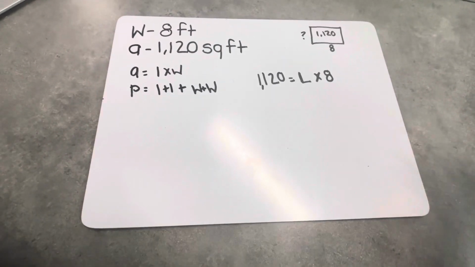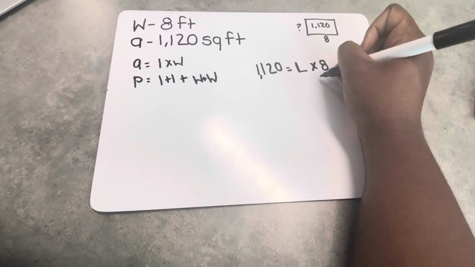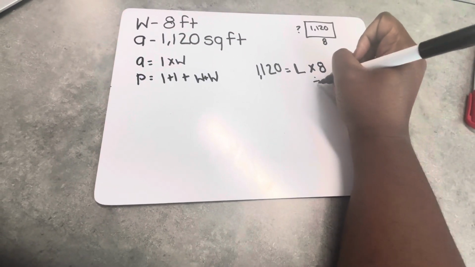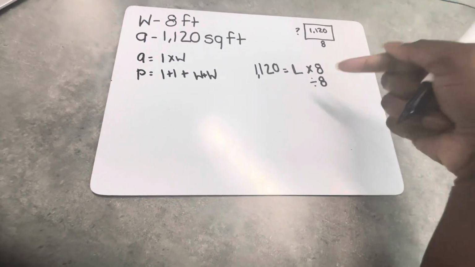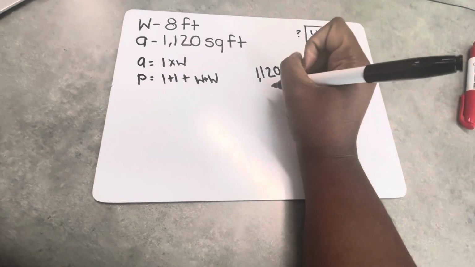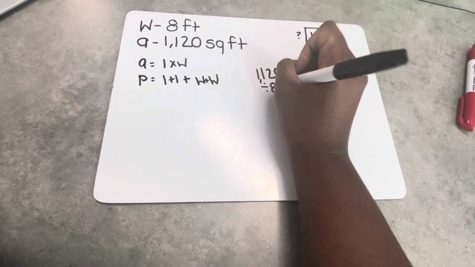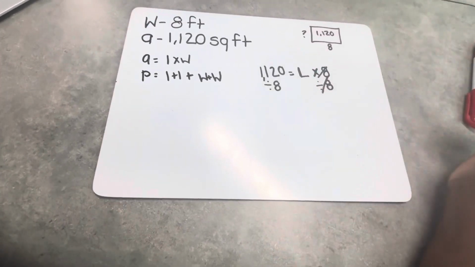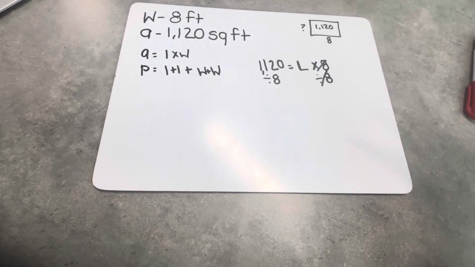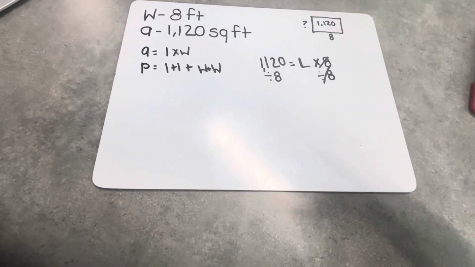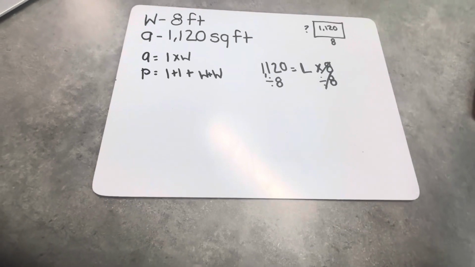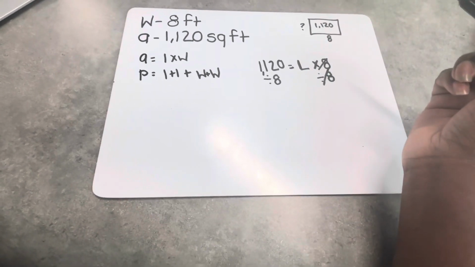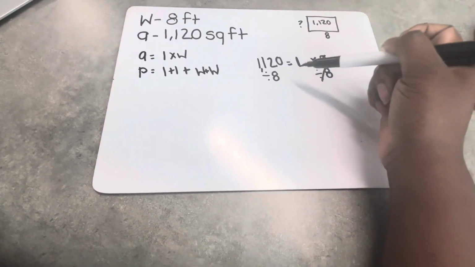Now what we're going to do is use inverse relationships to figure it out. So we want to get this L by itself. We multiplied it by 8, so we're going to divide by 8 on this side. Whatever I do on one side of my equal sign, I'm going to also do on the other side. So I'm going to divide by 8 here. This is actually crossed out because they're inverse relations. If we had 8 and we're dividing it by 8, we're left with 1. So what we have is 1,120 divided by 8 is going to give us that L.